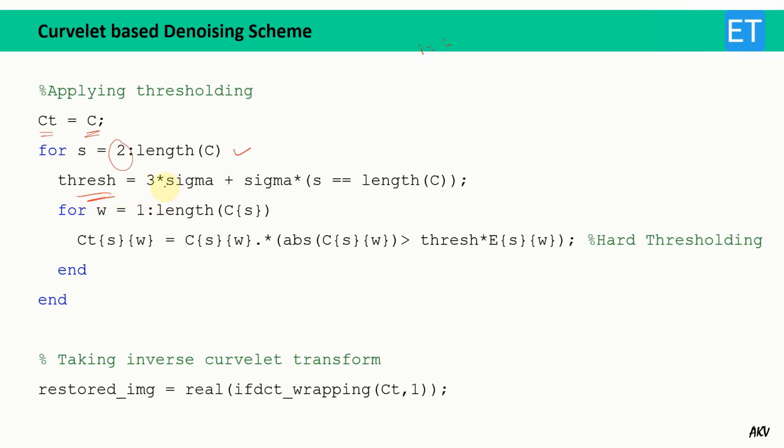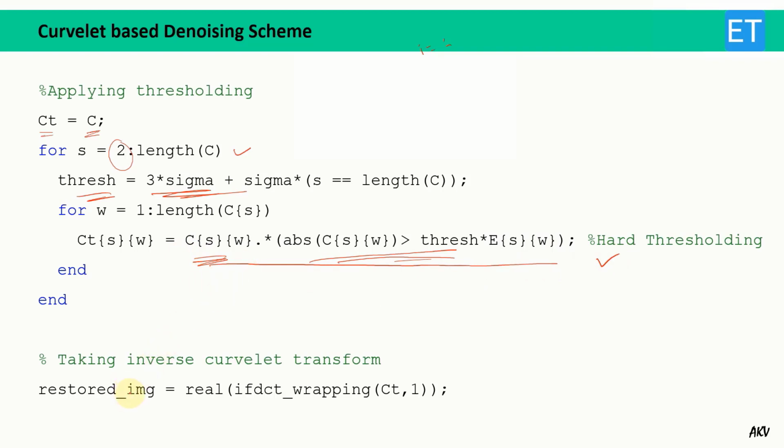So this is how the threshold is provided, that is 3 times sigma, and this is simply the hard thresholding done here. That means your matrix is multiplied with the outcome of this command. That means if the element is greater than the threshold into the norm, then it will be kept, otherwise it will be zeroed out. So it is similar to the hard thresholding.